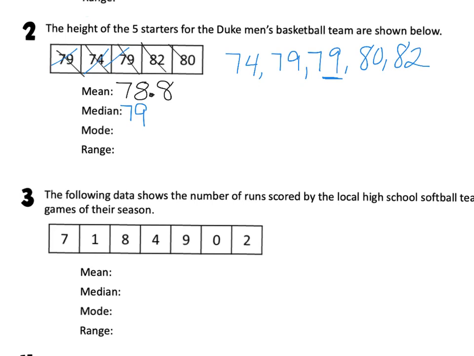The mode is the one that's there the most often, and that is also 79. And the range is my highest minus my lowest. So 82 minus 74 is 8.